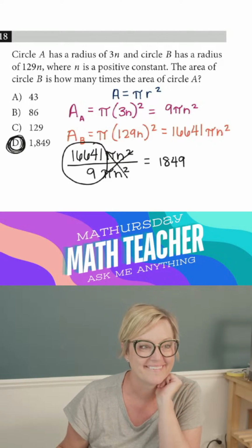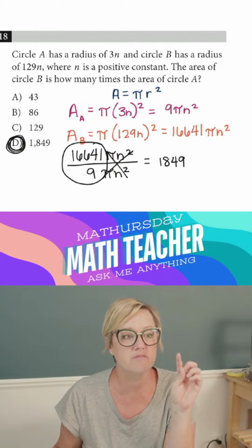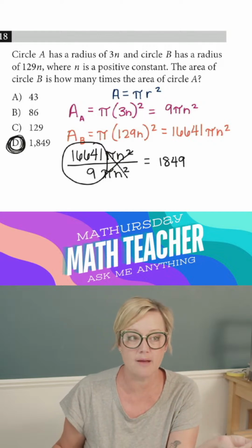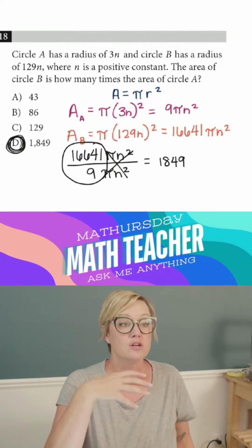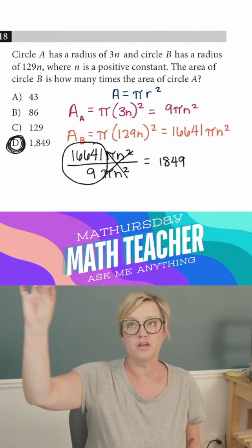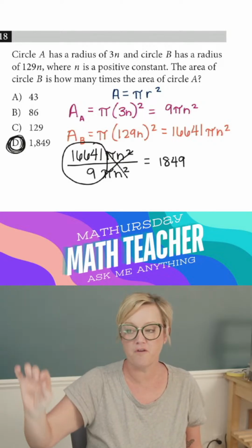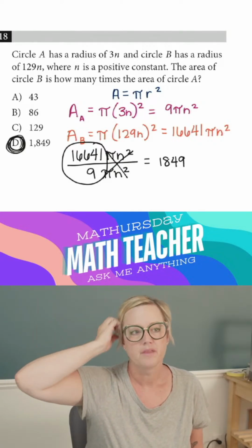Good job. Okay. Yeah, so here, if it was a 3D object, would you cube the scale factor? So if you were talking about volume, right? So volume would be cubed. Yep. Yeah, so for volume you would use the third power. Okay.